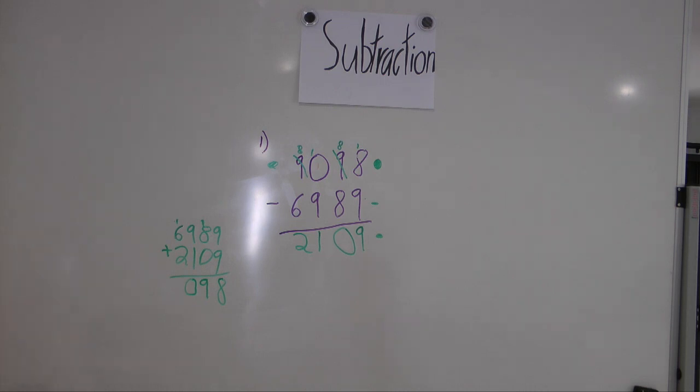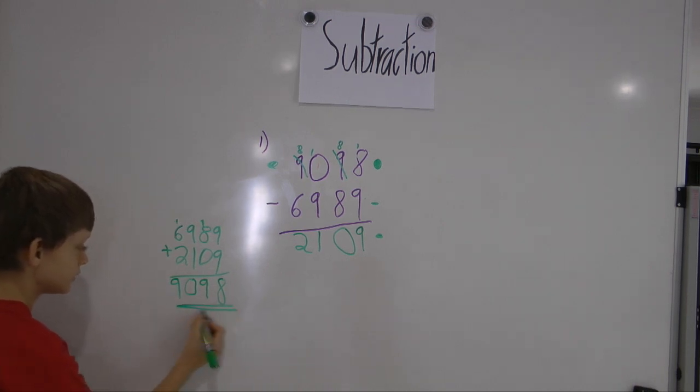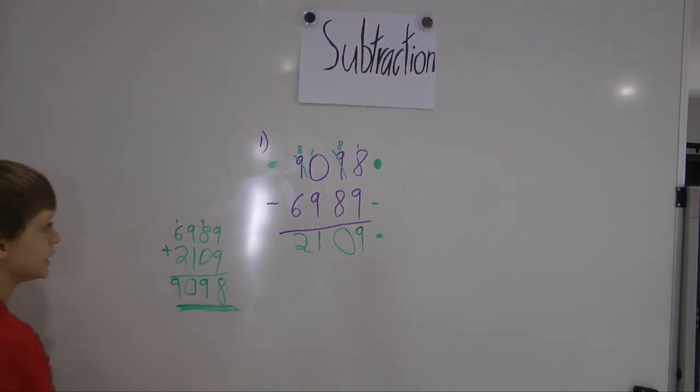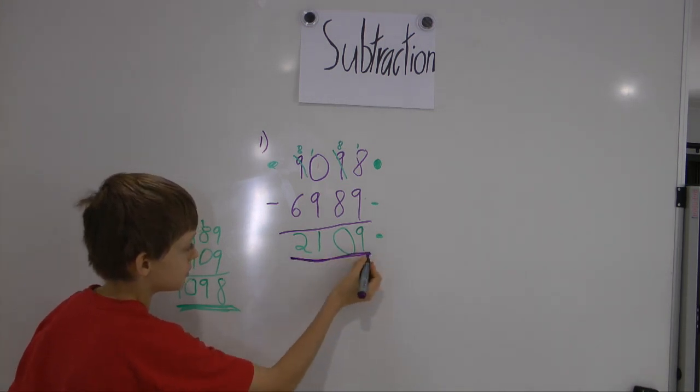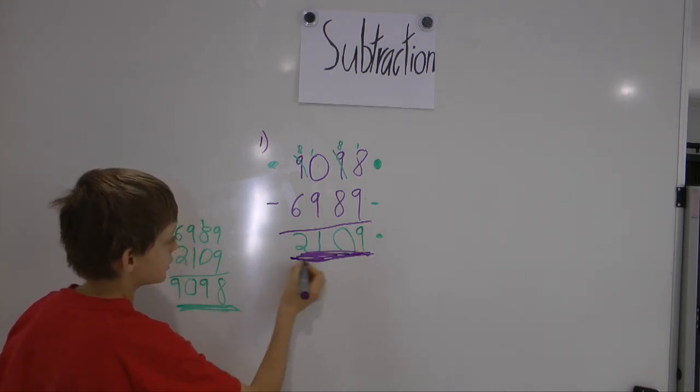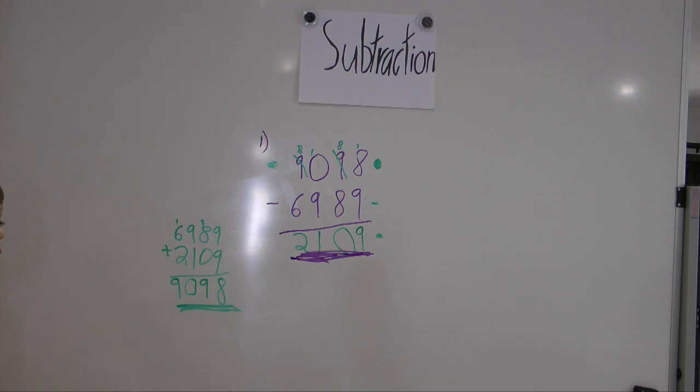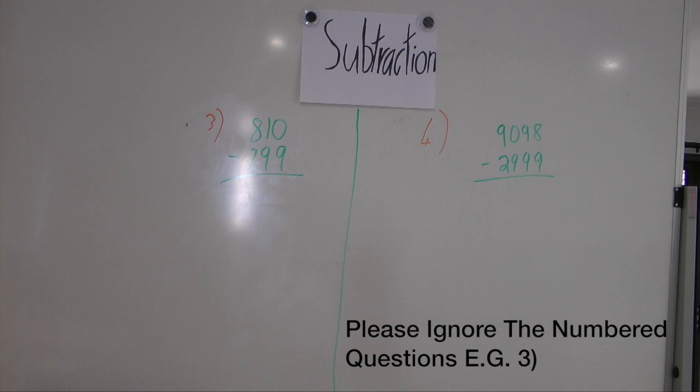Now it is 3 plus 6, which is 9. And since this bottom number here is the same as the top number here, that means our answer for question number 1, which is 2,109, is correct. If you can solve these questions, please pause the video if you do wish to.